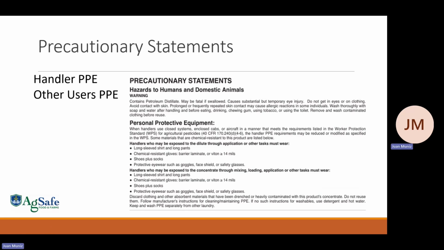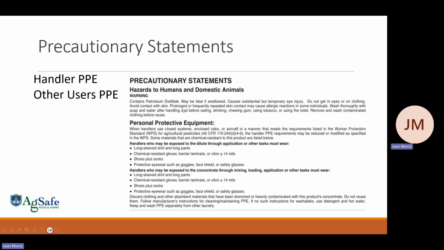Now let's look at the precautionary statement section closer. In this section, you will see that it'll give us information for handler required PPE and PPE for other users.